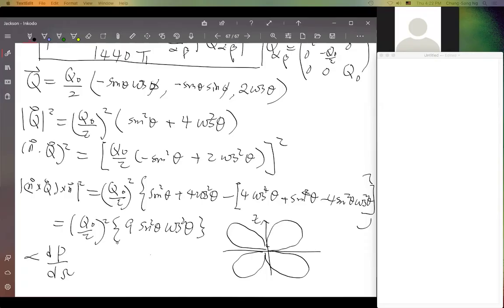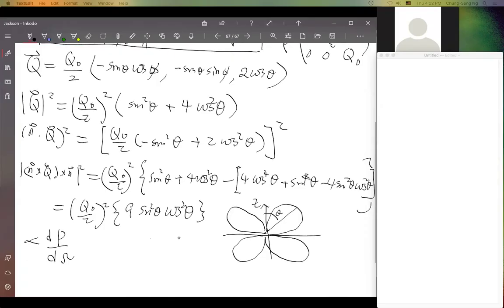Okay, so again, if this is theta, this length is proportional to sine square theta cosine square theta. So that's this length. So we'll have a shape like that. Okay, so that's the dP d omega for the electric quadrupole. Then that should be the rest of this 9.3 section.